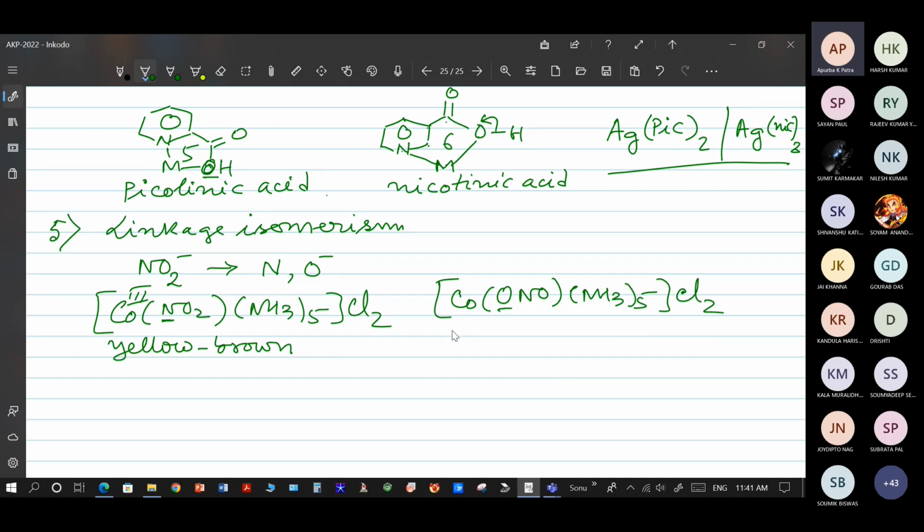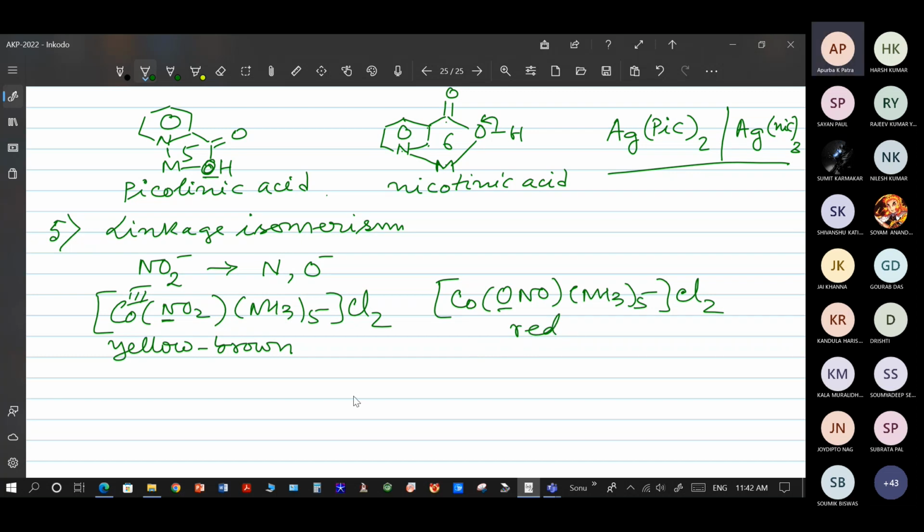The only difference is that the nitro and 5 ammonia molecules are present, so both are there, but the changes occur within the ligand system. Within the ligand system means via which atom it is coordinated to the metal center. In one case it is a nitrogen donor, and in the other case the nitrite acts like an oxygen donor ligand. So these are the two cases, and this one is red in color.